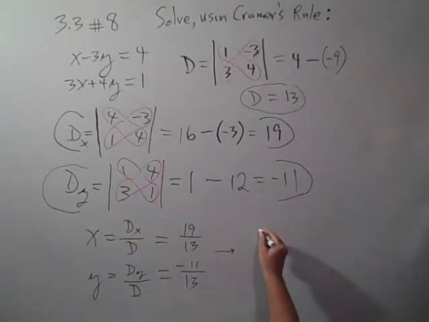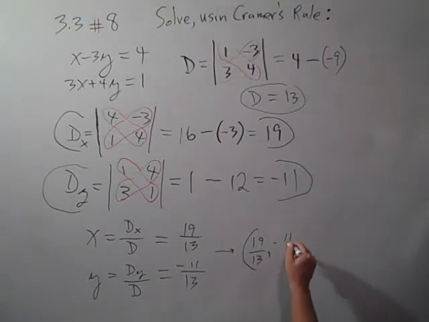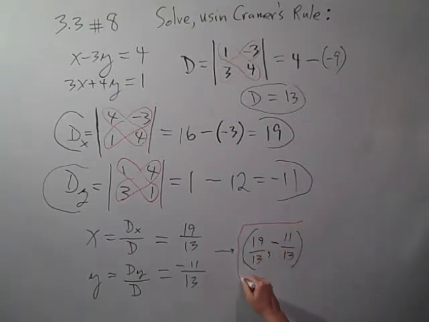And if we put them together into an xy coordinate pair, our solution is 19 thirteenths, comma, negative 11 thirteenths. So that point is the point of intersection of the two lines of our linear system. So that's the solution to our linear system.